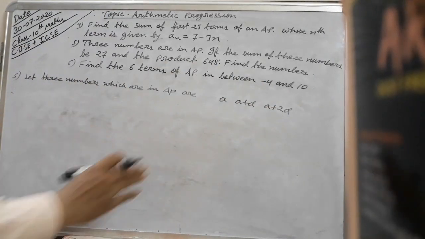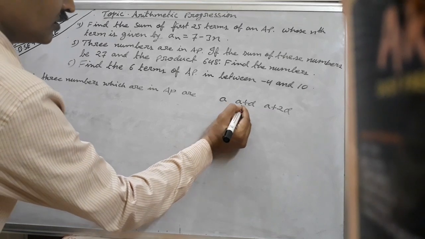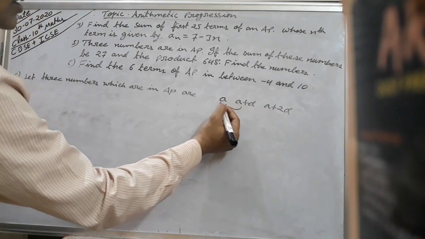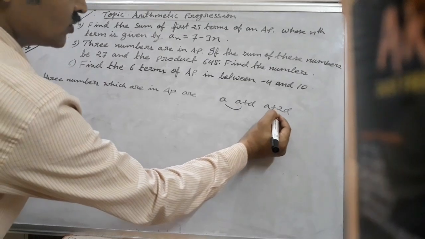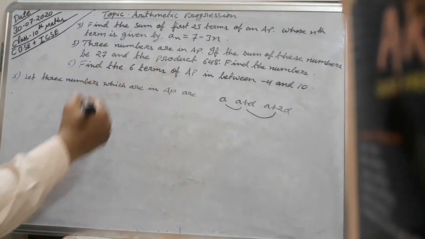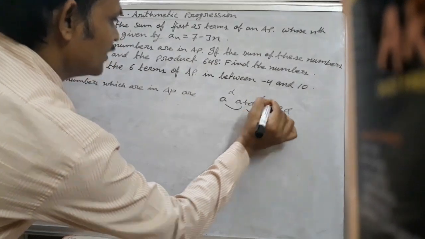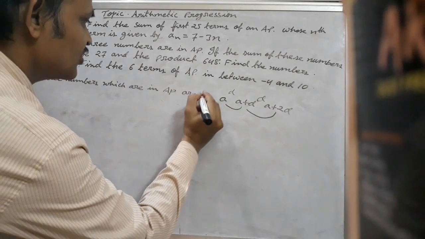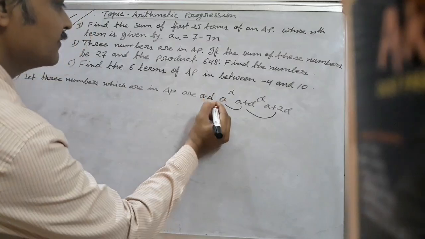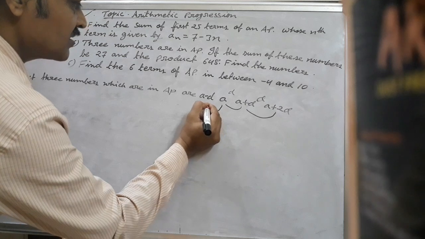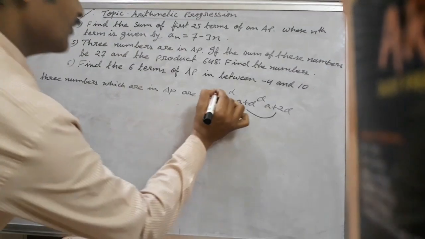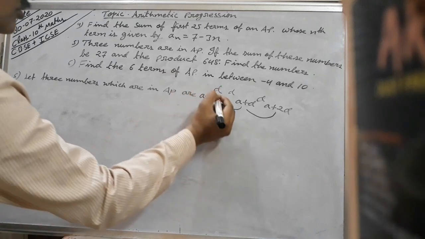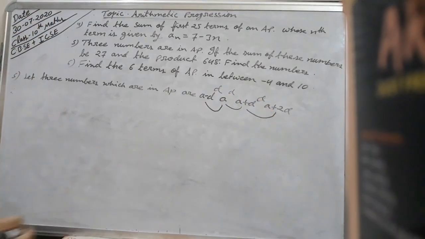But if you take this one, what is the common difference between the two consecutive terms? A plus D minus A, you will get D. And A plus 2D minus A plus D, you will get D. Here also you will get D, here also you will get D. But if you want to solve the answer easily, you can take the first term as A minus D. A minus D, then A, the difference is D here. Means here also you will get D.